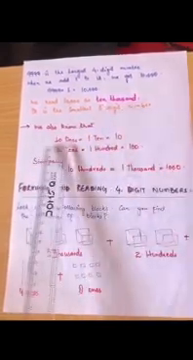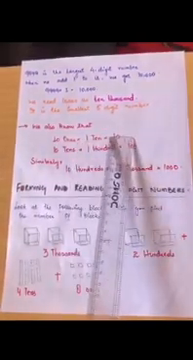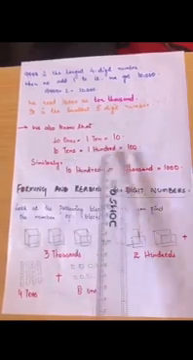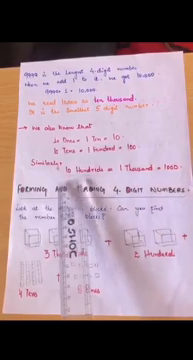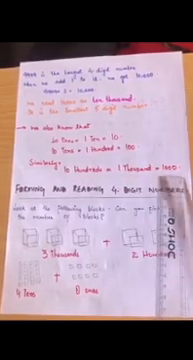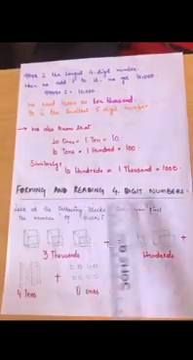We also know that 10 ones make 1 ten and 10 tens make 100. Similarly, 10 hundreds make 1000. Right? Now, forming and reading 4-digit numbers.